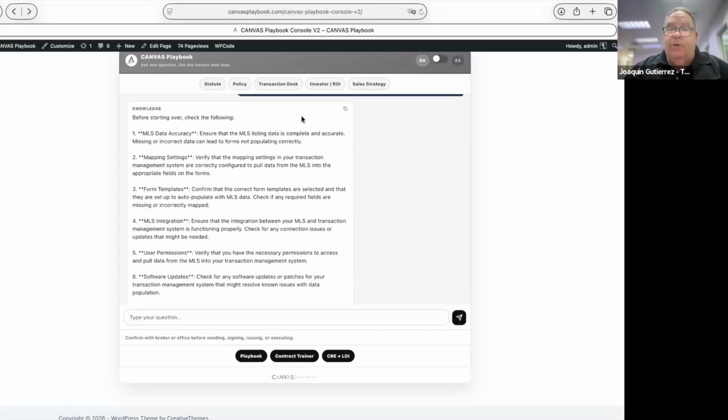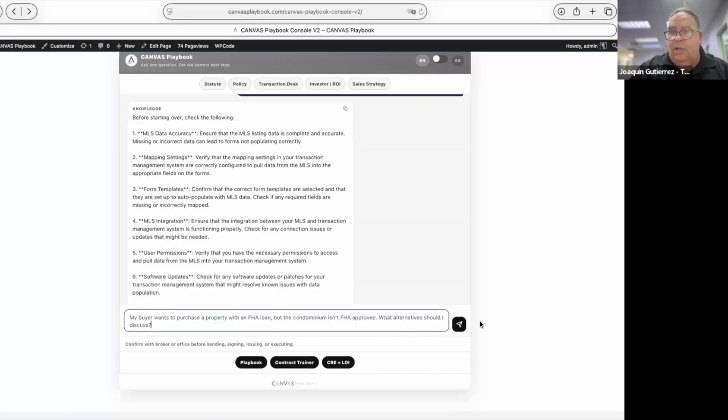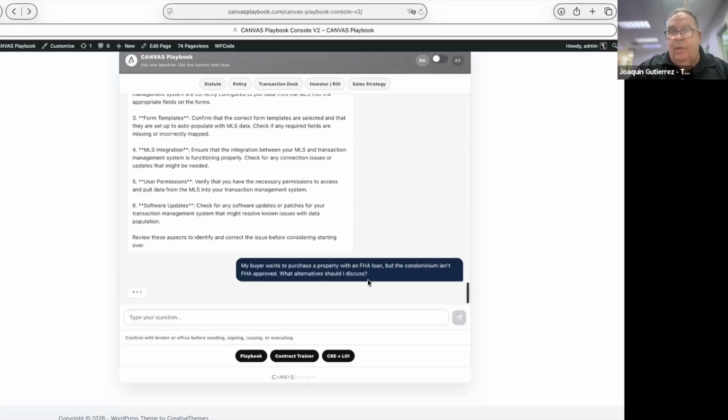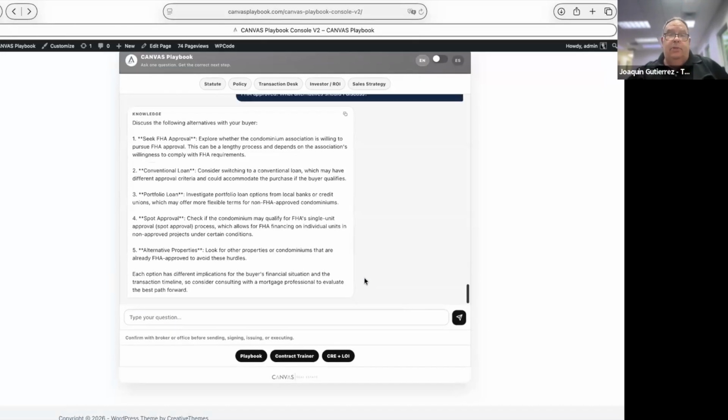My buyer wants to purchase a property with an FHA loan, but the condominium isn't FHA approved. What alternatives should I discuss? Do we want to answer that question? Let's go look. If you have an FHA loan, you probably shouldn't be looking at condos to begin with, right? But yes, look, you can.